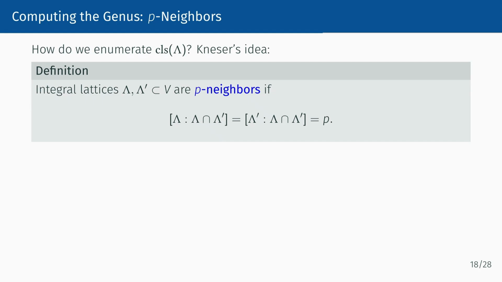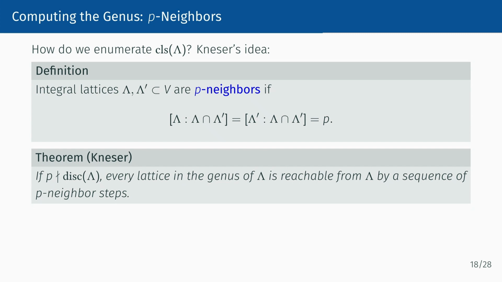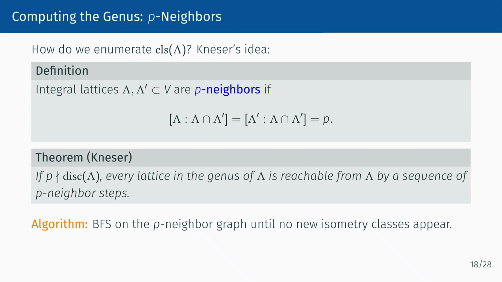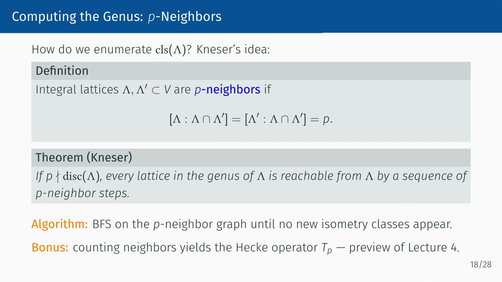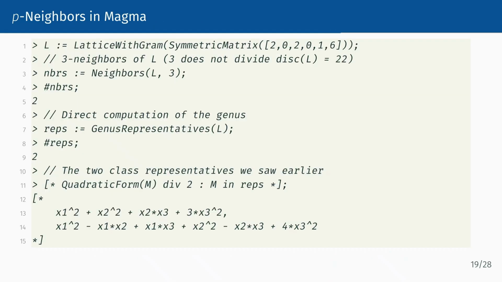The nice thing about p-neighbors is, first of all, that they belong to the same genus, and more importantly, if you choose your primes correctly, then by traversing p-neighbors, you can reach every lattice in the genus. This is actually the way that Magma produces the genus of the lattice. So you just go on this p-neighbor graph and find all the isometry classes. As a bonus, one also gets some interesting operators, Hecke operators, on these isometry classes. But we'll talk about this more in the last lecture.